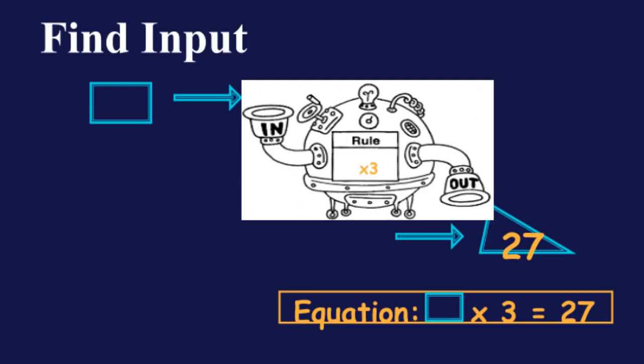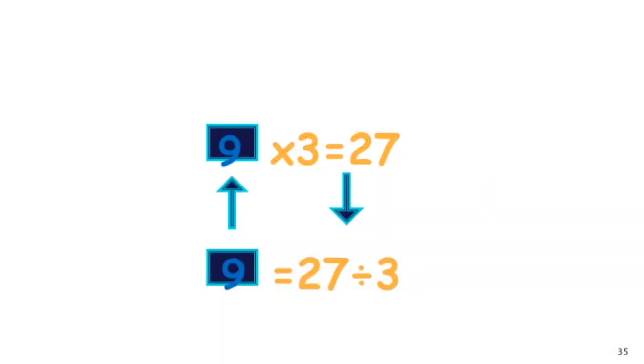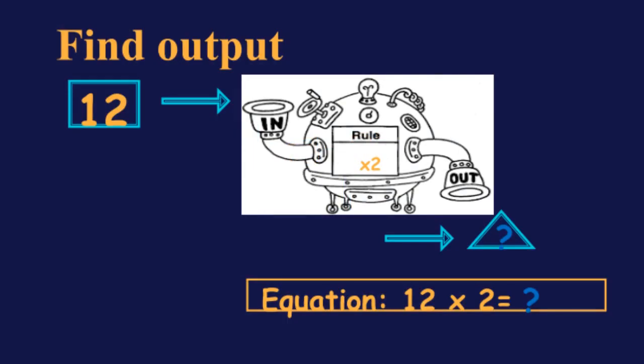Let us do it mentally. Which number, on multiplying by 3, can give the output of 27? Yes, you're absolutely right. This is 9. And this relationship can be written as an equation like this. I'm sure while solving mentally you have used the same strategy as shown here.